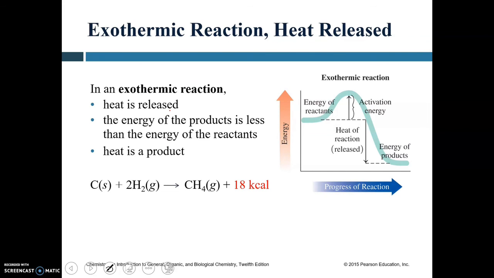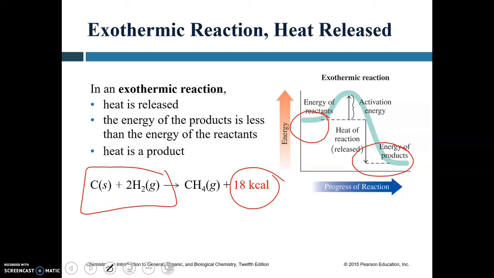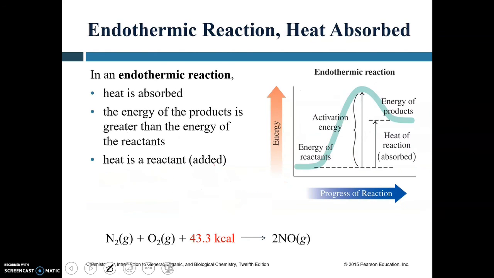In an exothermic reaction, heat is released. And in an exothermic reaction, the energy of the products is less than the energy of the reactants. Heat is one of the products. For instance, when there is a reaction between carbon and hydrogen, and methane is formed, heat is produced. It's an exothermic reaction.